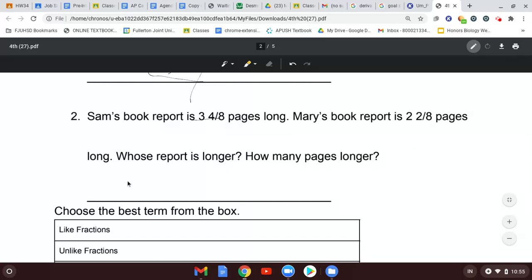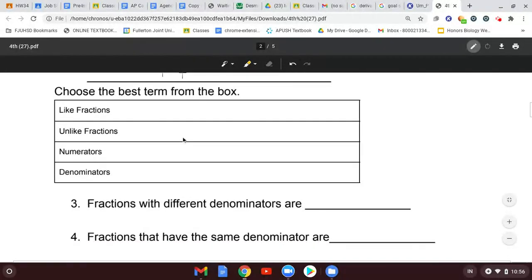So we will subtract. Remember, whole numbers subtract together. So 3 minus 2 is 1. 4 over 8 minus 2 over 8 is going to be 2 over 8. However, 2 over 8 can be simplified to 1/4, because you divide by 2 on both the numerator and the denominator. Remember that we can only do this because the denominators are the same. So 8 and 8.